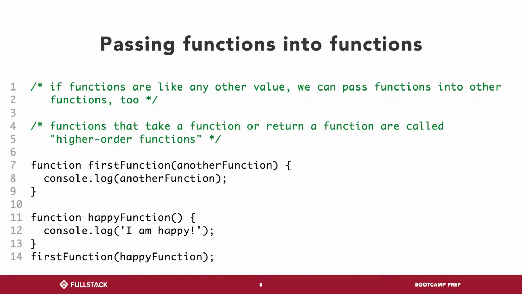So on line 7, we have a function called first function that takes a parameter called another function. What first function does is console log that parameter that we give it. So if we have another function called happy function that prints a string, I am happy, and pass it into first function, and then invoke first function with that as the parameter, what do you think is going to be console logged here?